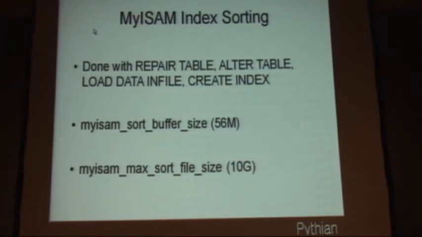MyISAM max sort file size is the maximum temporary table file size for when you're repairing a table and it has to recreate the index, so during a repair, alter table, or load data from file. If the index is bigger than this, instead of using the sort file, it's going to use the key cache instead, which actually takes longer. So again, this is just if you're doing a lot of index building or rebuilding, and it's taking a long time. If you increase max sort file size, it will be faster.